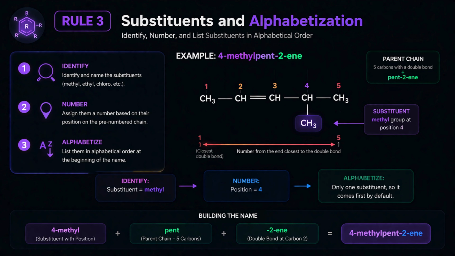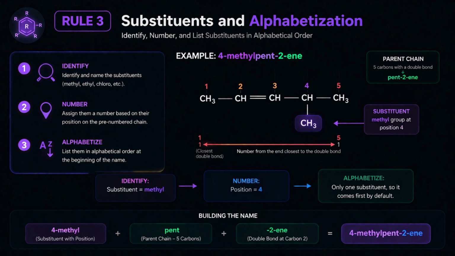Step 2. Assign a position number. We already numbered the parent chain earlier, starting from the end closest to the double bond. Now, using that numbering, we locate where the substituent is attached. Here, the methyl group is attached to carbon number 4. So, its position is 4. Step 3. Alphabetize the substituents. If there are multiple substituents, we list them in alphabetical order at the beginning of the compound name. In this case, we have only one substituent, methyl, so alphabetization is simple.